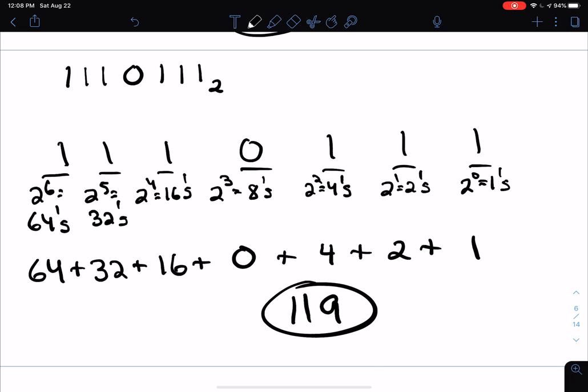So what's 119 in base 10? In binary it is 1, 1, 1, 0, 1, 1, 1. Put that little base 2 there. Yeah, binary, just a little quick side note on that.